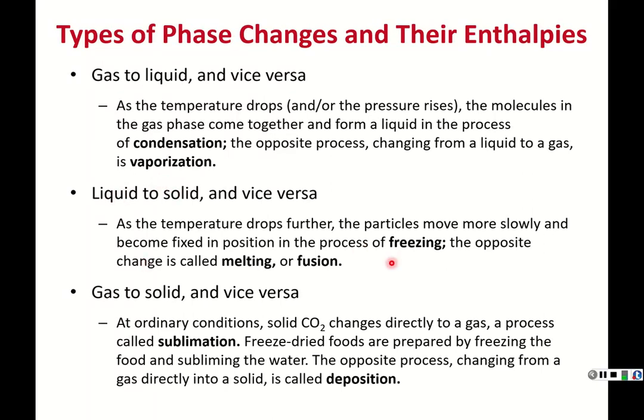Liquid to solid, that phase change is freezing. The reverse process, solid going to a liquid, is called melting, or the more technical term for that is fusion. And you can also kind of skip that liquid phase and go from gas directly to solid or solid directly to gas. So gas directly to solid would be deposition, there we go. And solid directly to gas is sublimation.